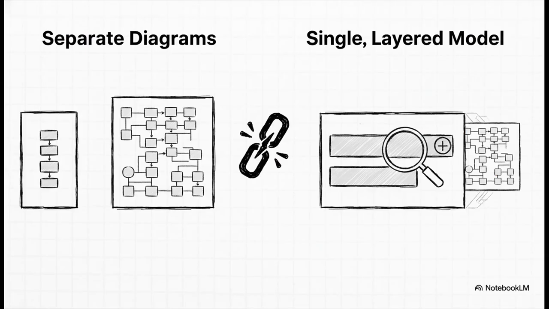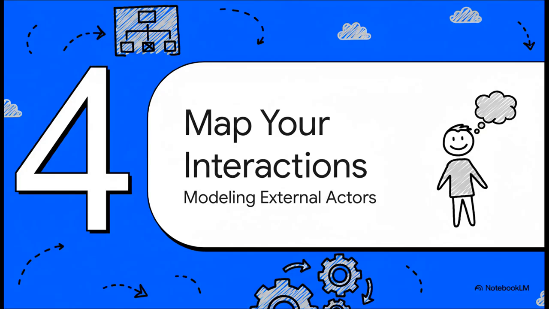And this, right here, is the magic of it. Instead of having a bunch of separate, disconnected diagrams that you have to try and keep in sync, you have one single layered model. It's one source of truth. That means when something changes, you change it in one place, and the whole thing stays consistent and reliable. It's a game changer. All right, now let's get into what I think is one of the most powerful things about BPMN, something that your basic flowchart just can't handle. And that's modeling how your process actually interacts with the outside world.